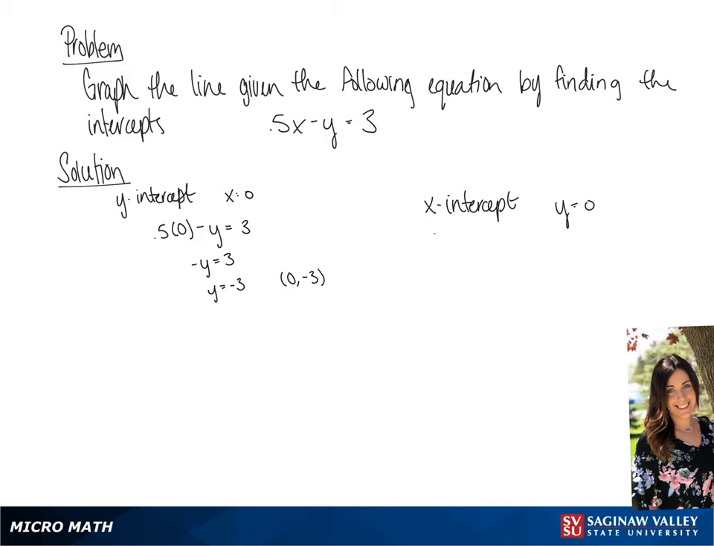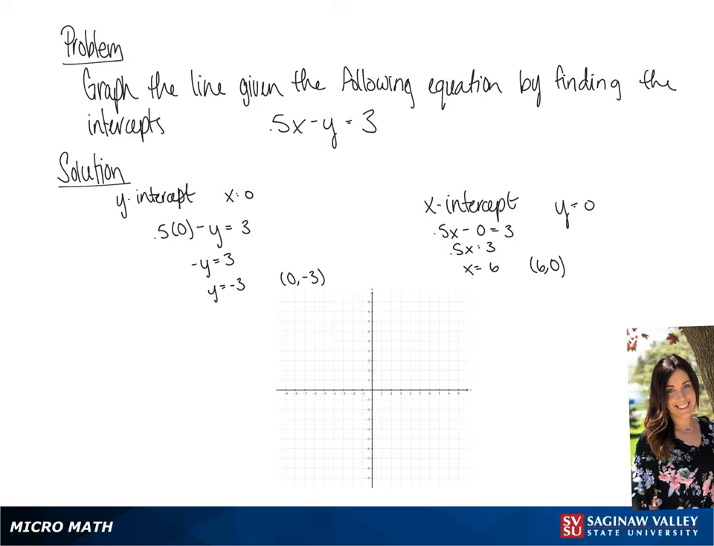For our x-intercept, we are going to have 0.5x minus 0 equals 3. We're going to divide each side by 0.5. So we have x equals 6. So for our x-intercept, we have 6, 0.